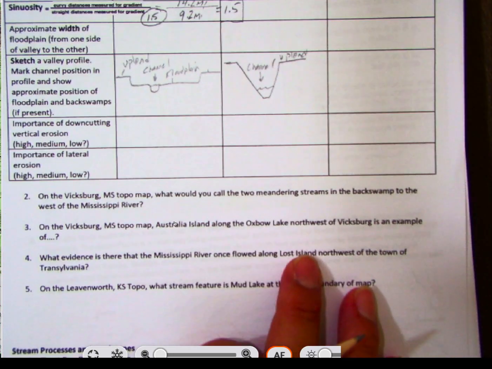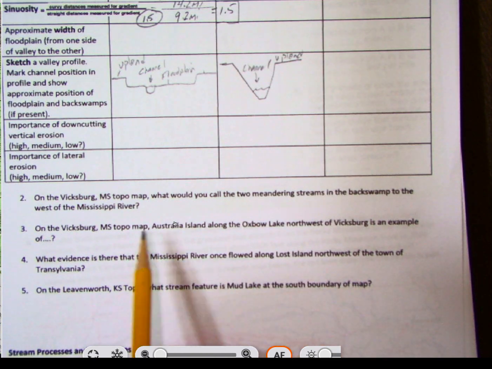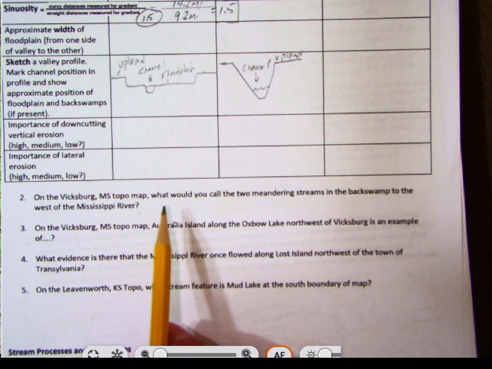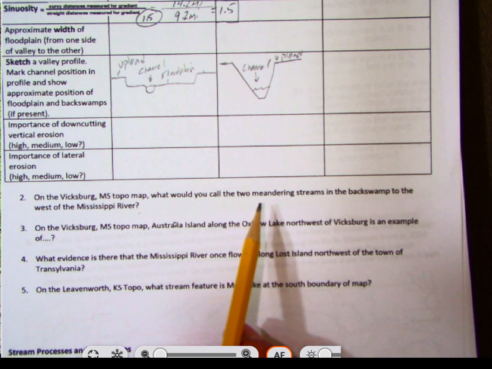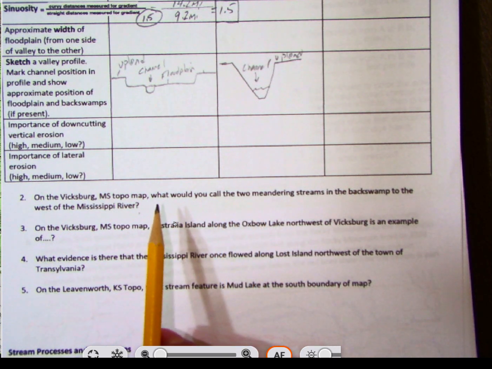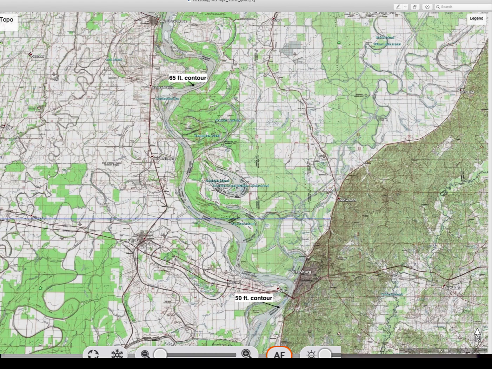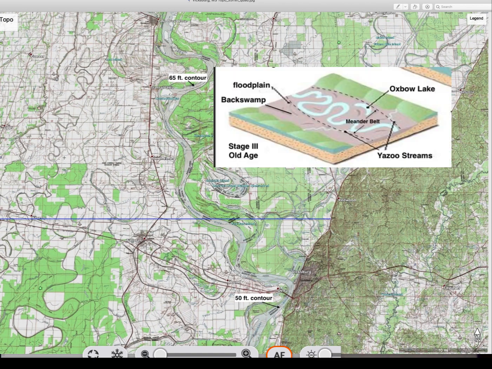And while you're at it, for this part of the lab, look at the Vicksburg, Mississippi map and think about these meandering streams that are in the back swamp regions. For that, I want you to try to answer what those streams are called. I have a special name for them. So look at that diagram in the lab. That'll help you on that.